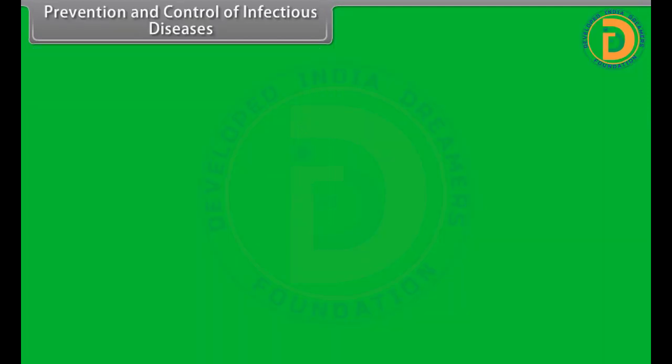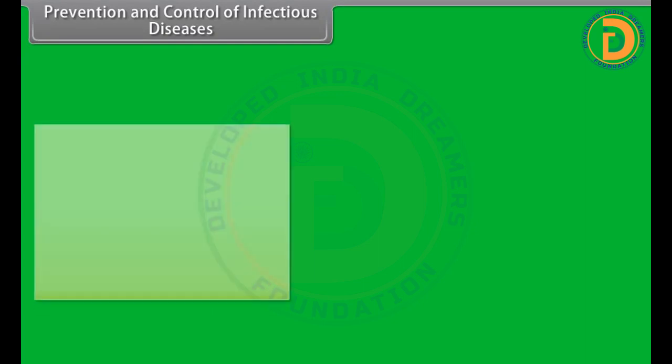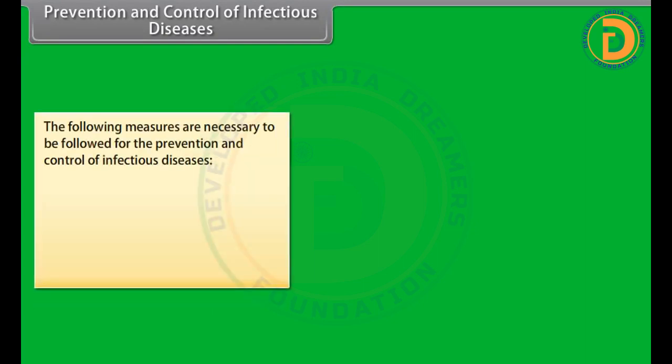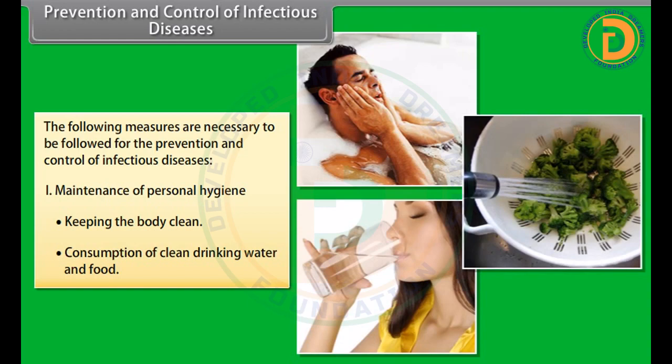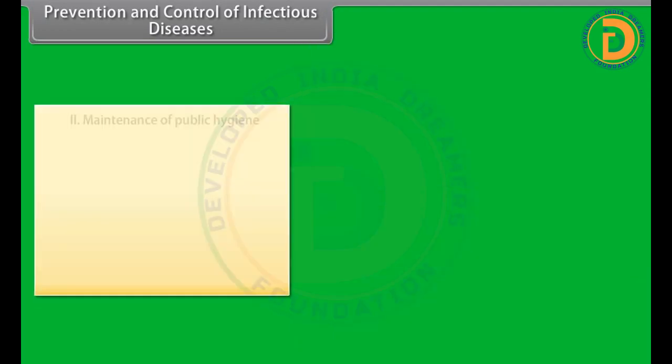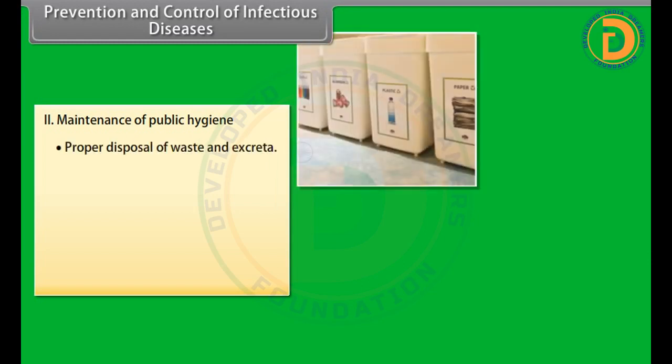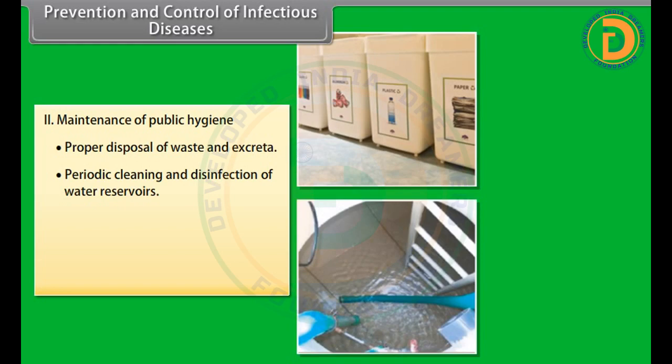Prevention and control of infectious diseases. The following measures are necessary to be followed for the prevention and control of infectious diseases. Maintenance of personal hygiene. Keeping the body clean. Consumption of clean drinking water and food. Maintenance of public hygiene. Proper disposal of waste and excreta. Periodic cleaning and disinfection of water reservoirs.